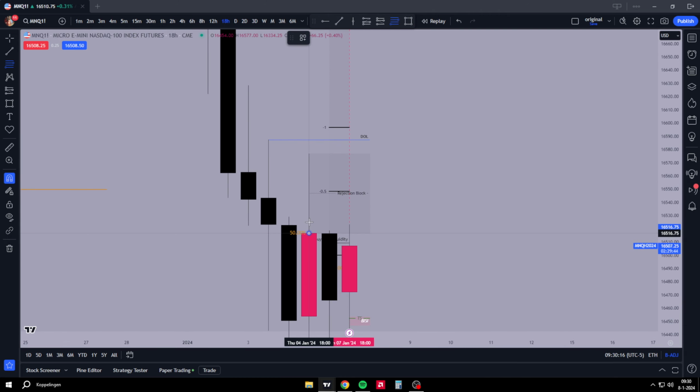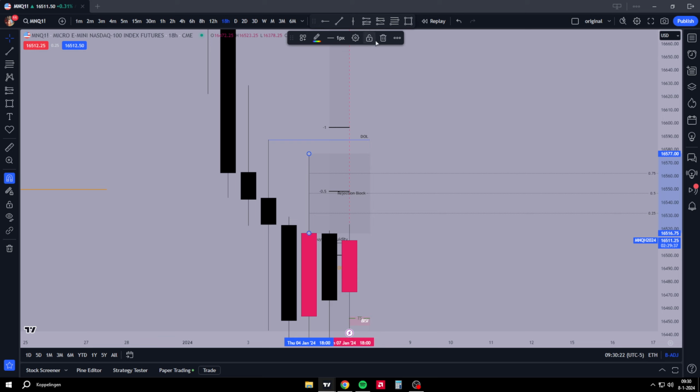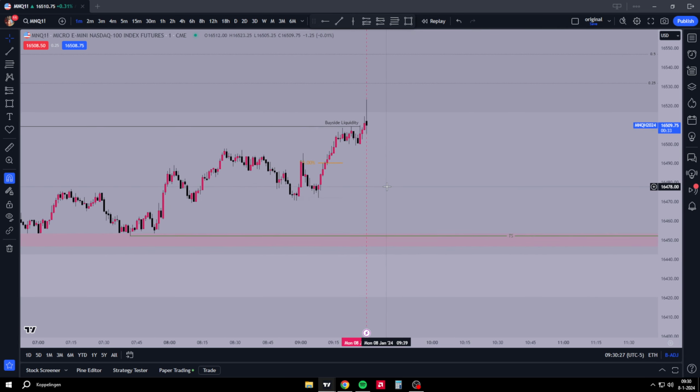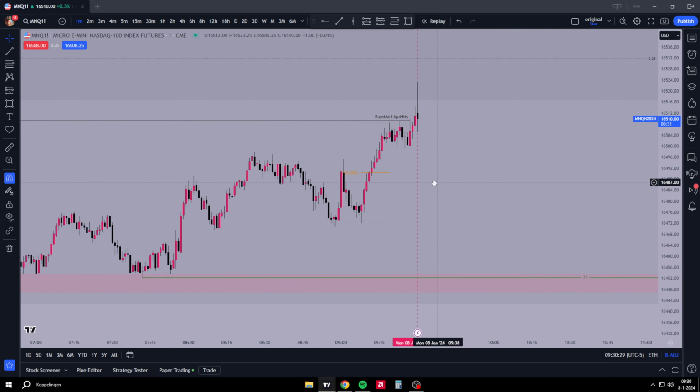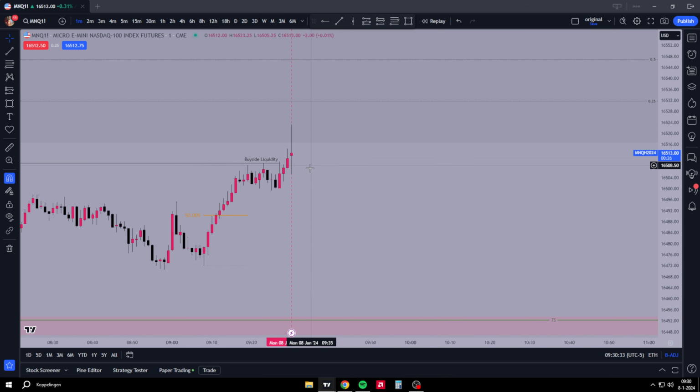Save that. Alright, let's take it here. Let's remove this. Let's lock this. Let's go back here. Let's see what we do. Alright, so we took out the high. We tapped into the rejection block.